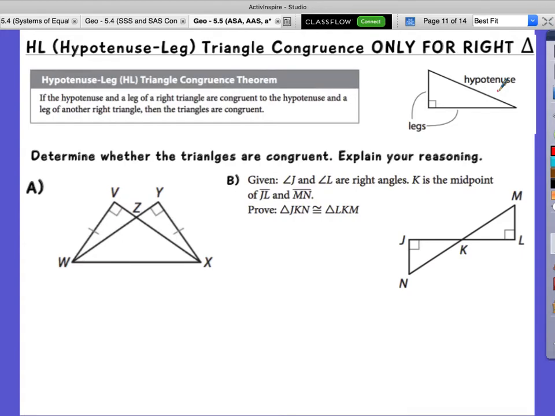Okay. So let's look at these two examples. In letter A, we have what kind of triangle here? A right triangle, and a right triangle. What might be helpful for us, guys?